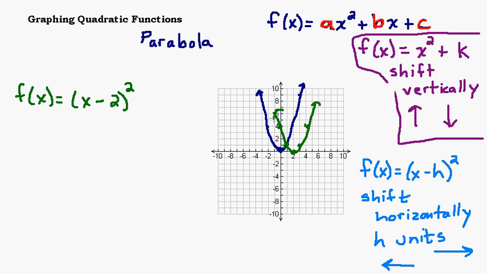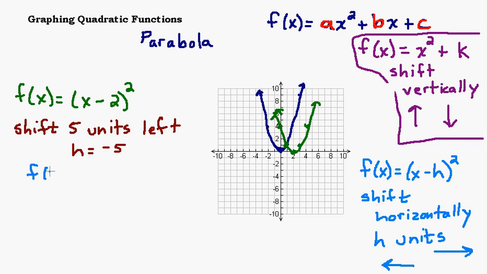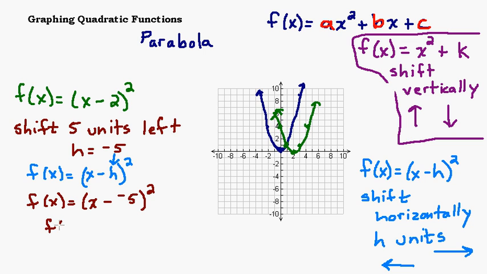Alright, what if I wanted to shift it to the left? Let's say I wanted to create an equation where I would shift the parabola 5 units left. If I want to shift it 5 units to the left, that means I want my h value to be -5. My general equation, f of x equals x minus h quantity squared. I put my h value in, and what do I get? f of x equals x minus (-5) quantity squared. So I get f of x equals x plus 5 squared.